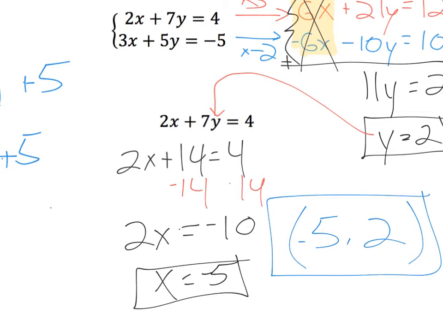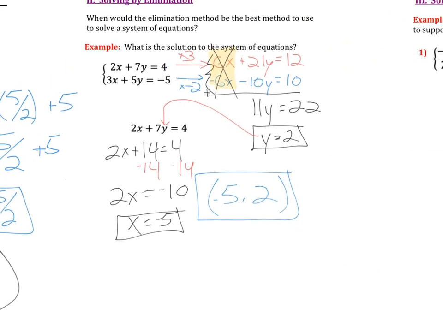And again, you could have plugged 2 from this y value in up here, and you'd get the same answer, right? Because that would have been 10, and you'd get 3x equals negative 15. So x would still be negative 5 over there. Does not matter which one you choose to do.